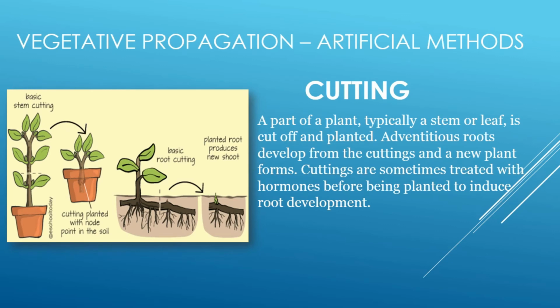Now among the artificial methods we have cutting. In cutting, the plant body, typically a stem, a leaf or an underground root, is cut from the mother plant, and the cutting is then put into a new place. Now from that cutting adventitious roots develop and a new plant is formed. Sometimes this cutting is treated with artificial growth hormone so that rapid new plant development can happen.